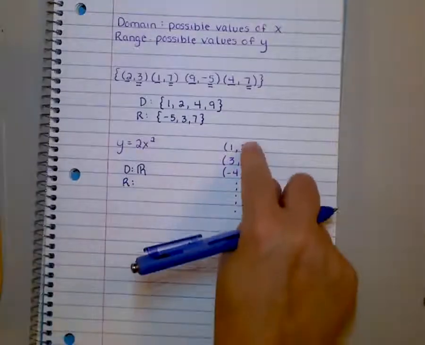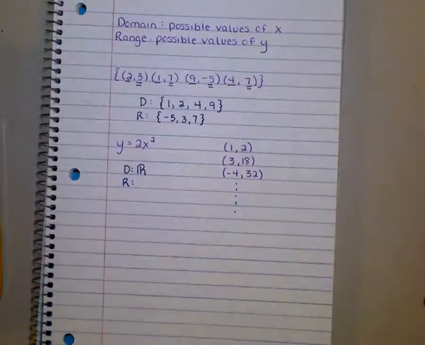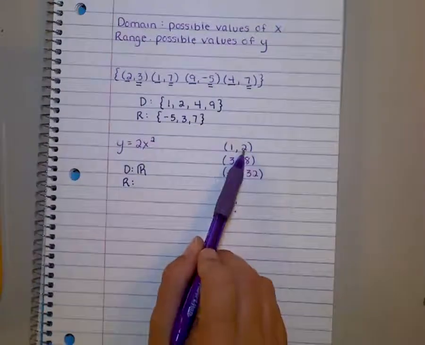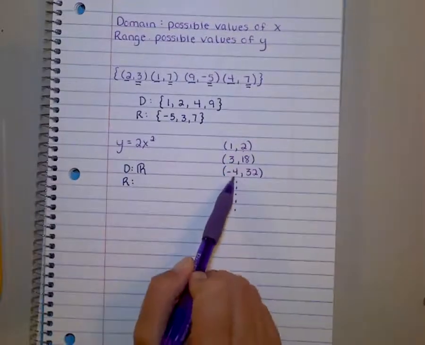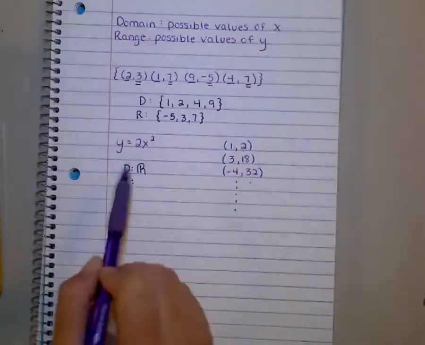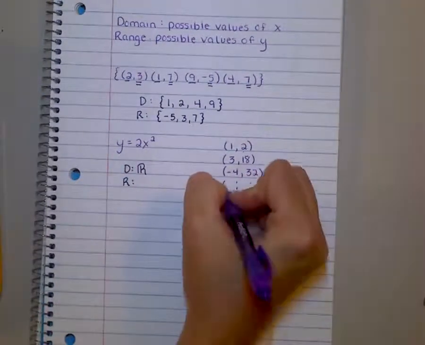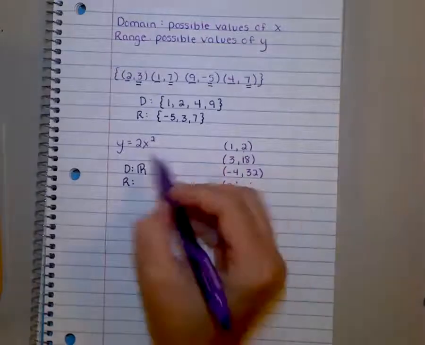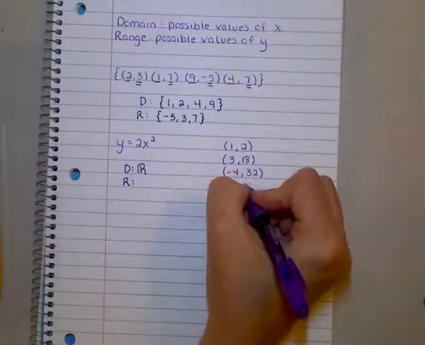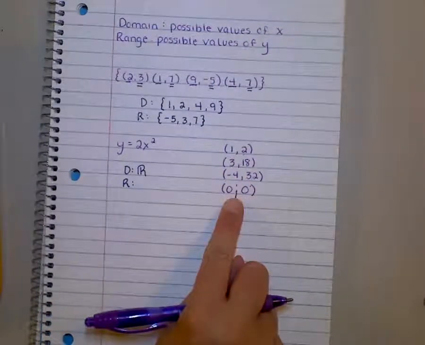Because range wants to know what kinds of numbers I will always get out for y. I want you to notice that when I plugged in positive numbers, I got positive numbers back. When I plugged in negative numbers, I got positive numbers back. I think the smallest I could ever make my y value is if I were to plug in a 0 for x. 0 squared is 0. 2 times 0 is also 0. So 0, 0 is like the lowest point I can come up with.